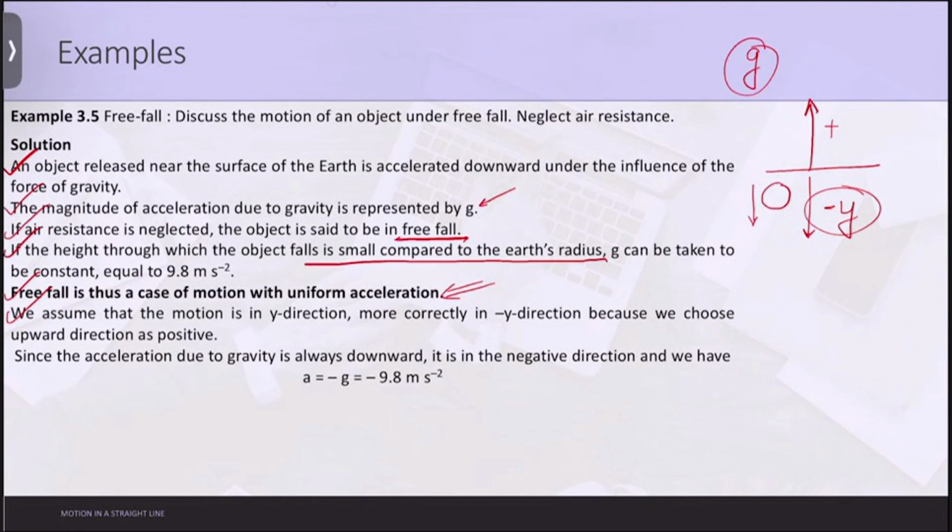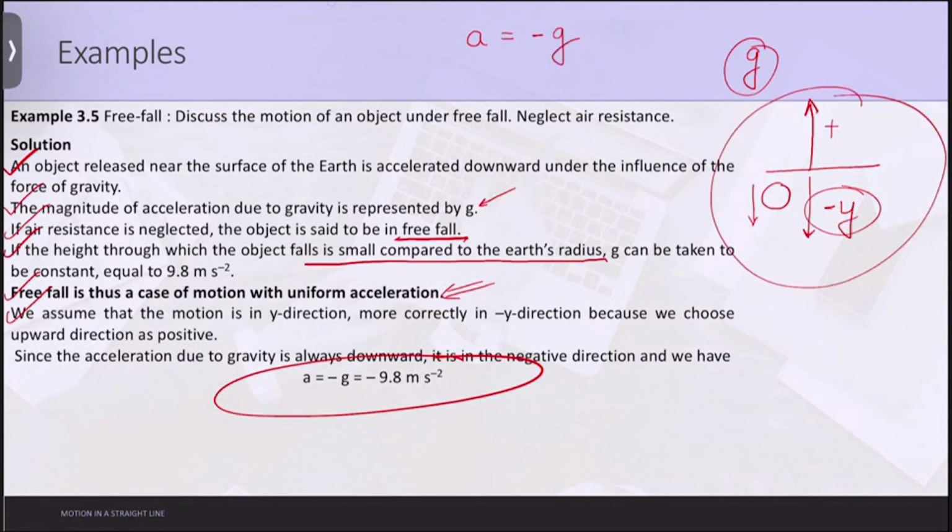Since the acceleration due to gravity is always downwards, it is in the negative direction, and we have a is equal to minus g, that is 9.8 meter per second square. Let's not complicate the issue, because sometimes a can be taken as plus g also, since the sign convention would change. But let us be very clear, because we are starting with the basics of every chapter. So we keep this sign convention in mind: a is equal to minus g, which is 9.8 meter per second square. Sometimes it is also approximated to 10 meter per second square.